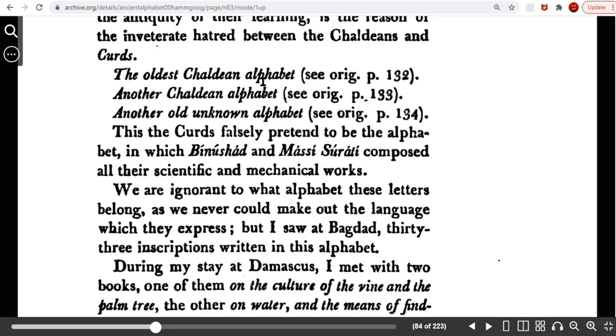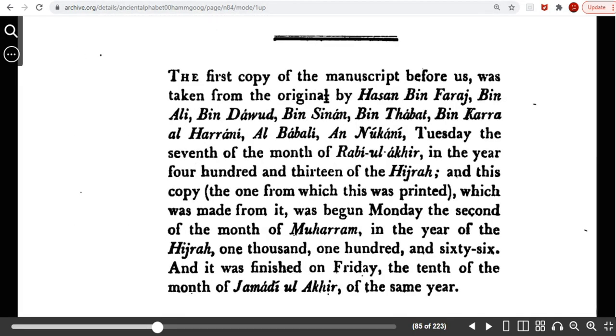And these other alphabets he talks about he didn't reproduce. This is more like modern alphabets. And you can see them in the back in the Arabic side of the book. The first copy of this manuscript before us was taken from the original Tuesday, the 7th of the month of Rabi al-Akhur in the year 413 of the Hijra.